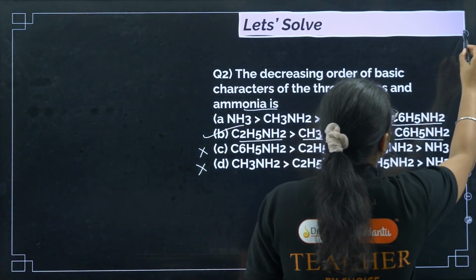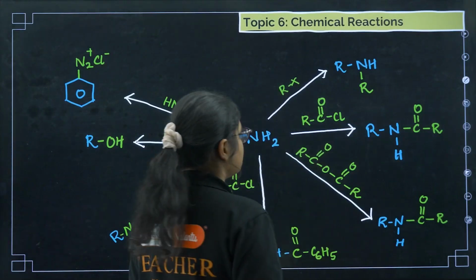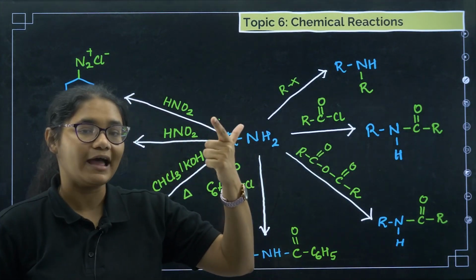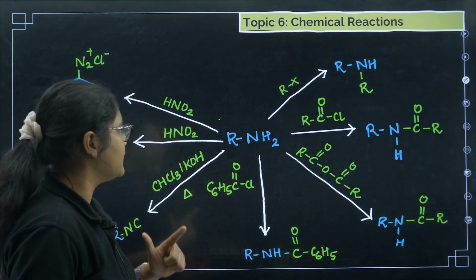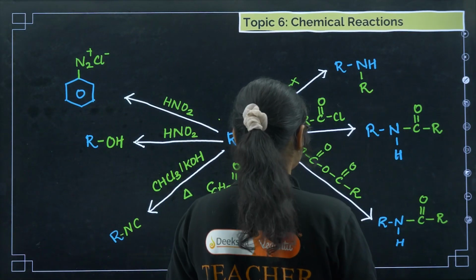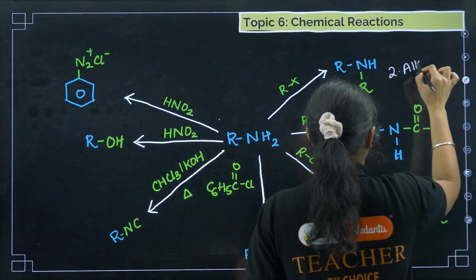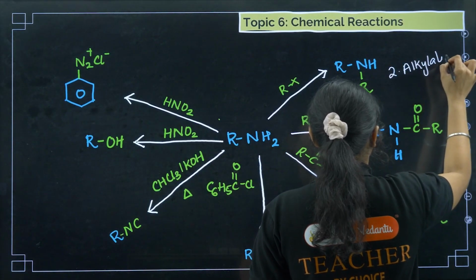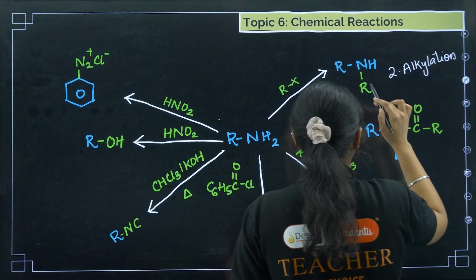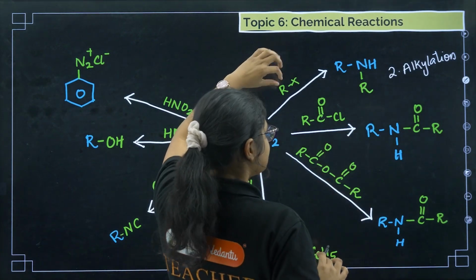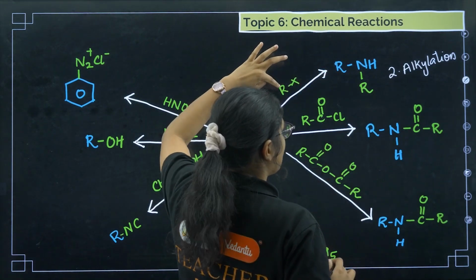Okay, now moving to the next part, that is your chemical reactions. After basic nature, we have alkylation, right? So for alkylation, this is your second one, that is, reaction with RX. Very simple. What we have to do here, you have RNHR. When you are treating it with RX, this H is replaced with R.